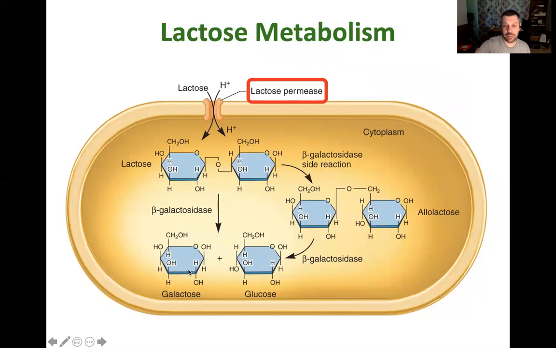Beta-galactosidase is then going to cleave it into galactose and glucose, which are the component parts of lactose. And they will be used in the cell for energy. Beta-galactosidase has this little side reaction that it also catalyzes that makes this weird product called allolactose that we'll talk about in a minute. But beta-galactosidase, its main role is to cleave lactose into two parts, glucose and galactose, for use in the cell as energy.